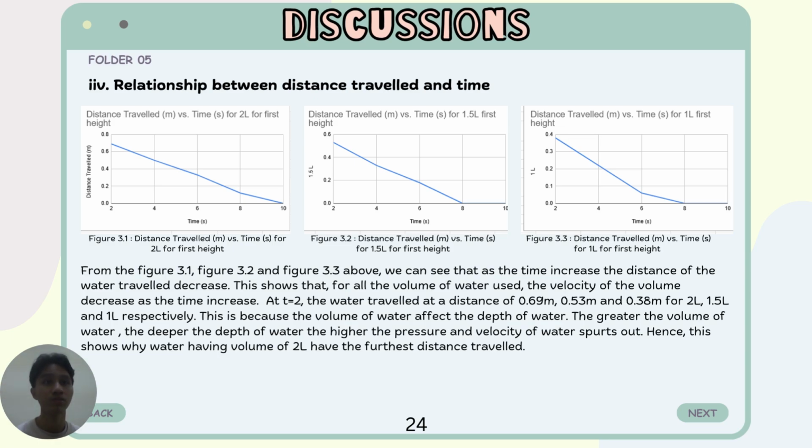This is because the volume of water affects the depth of water. The greater the volume of water, the deeper the water, and the higher the pressure and velocity of the water spilling out. Hence, this shows why water with a volume of 2 liter has the furthest distance traveled.